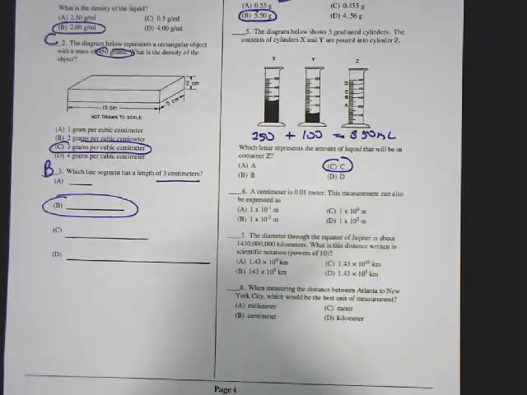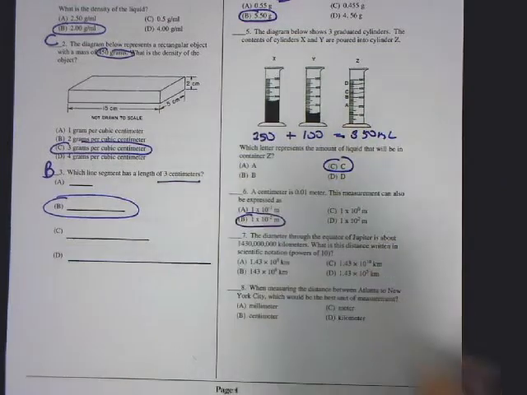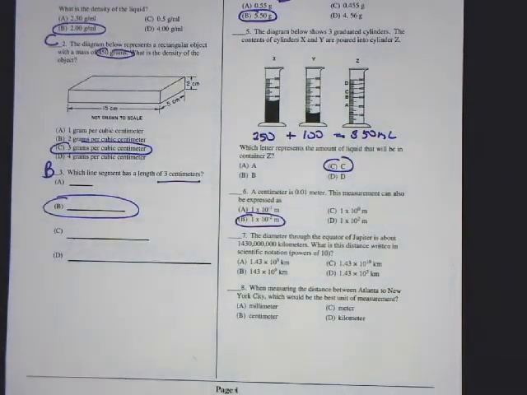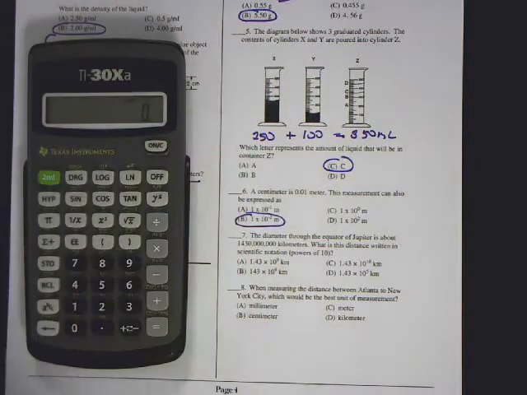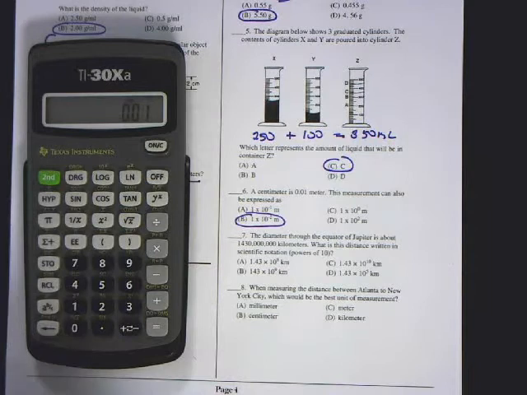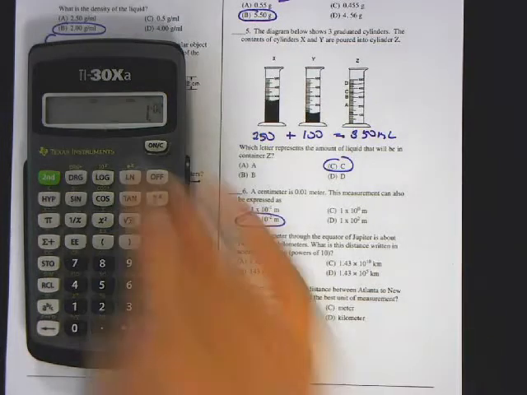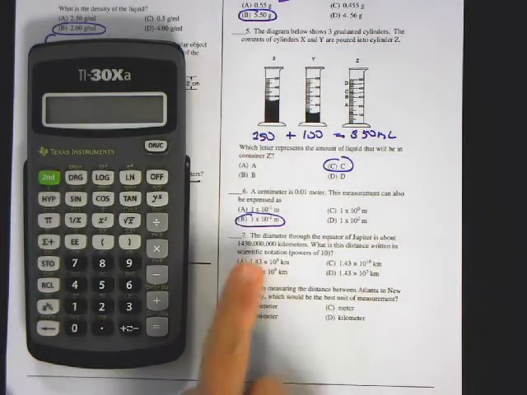Number 6. A centimeter is 0.01 meters. This measurement can also be expressed as, now you could do this on your calculator. So I'm going to show you on the calculator. Now you should know how to do this in your head, but if I press 0.01 and then I press second and then I press SCI, which is behind the 5, see how it automatically puts it in scientific notation for me? Okay, so this is really a question: do you know how to use your calculator? The one we're going to be using on the test. So that was B.